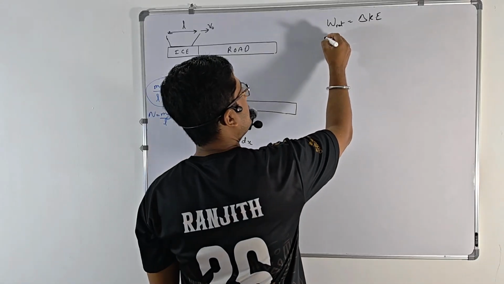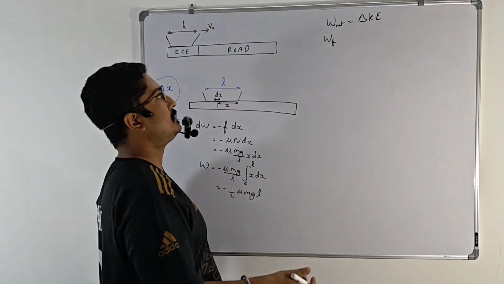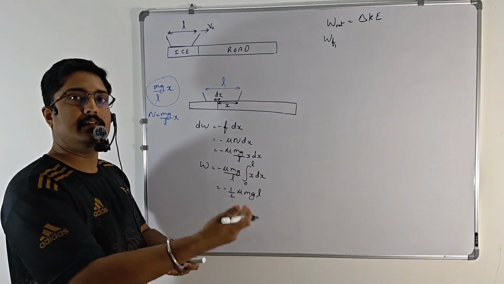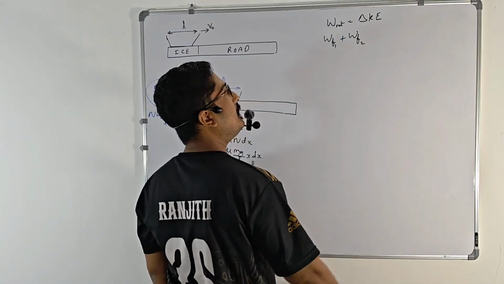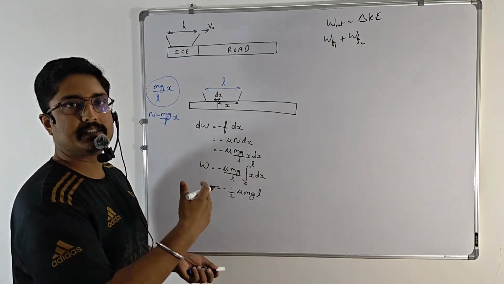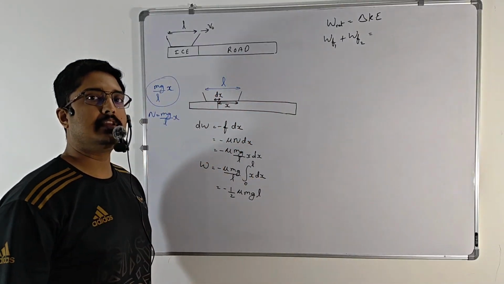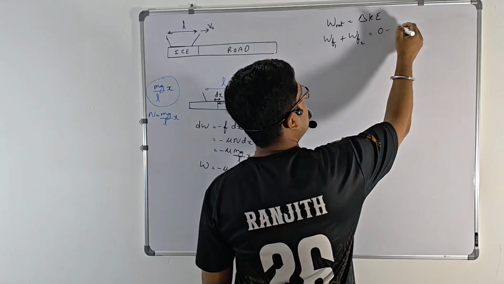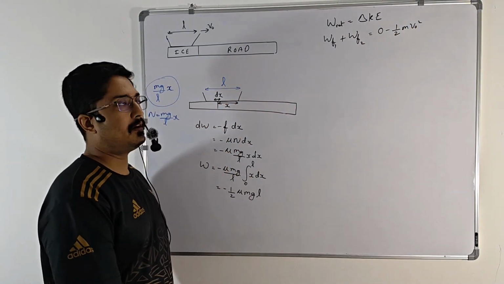Now, work is actually done by friction only, but I'm going to divide this work into two parts. One, the work done by friction while entering, and then work done by the friction once it has completely entered. So two parts I have divided. That is equal to change in kinetic energy. That change is nothing but final minus initial. The final kinetic energy being 0, initial kinetic energy is half into m into v naught square. Like that we can write.